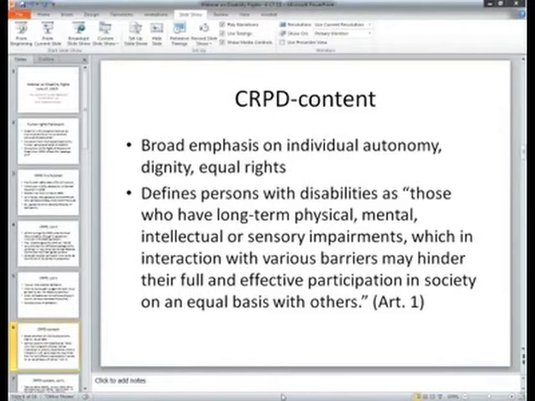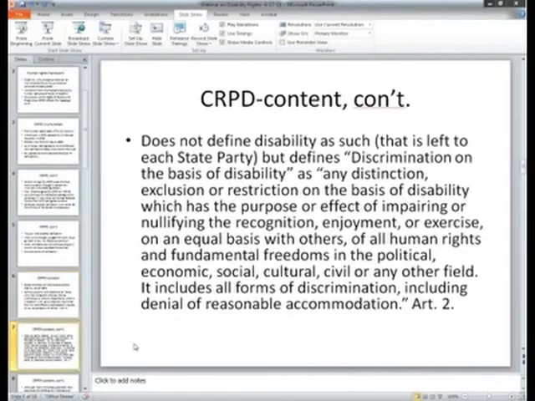So that's a very important element of the convention, and I think one that makes it, again, quite useful to us. The discrimination on the basis of disability is defined. Again, not the disability itself, but discrimination is. And that definition appears in Article 2. It is described as any distinction, exclusion, or restriction on the basis of disability, which has the purpose or effect of impairing or nullifying the recognition, enjoyment, or exercise on an equal basis with others of all human rights and fundamental freedoms in the political, economic, social, cultural, civil, or any other field. It includes all forms of discrimination, including denial of reasonable accommodation.